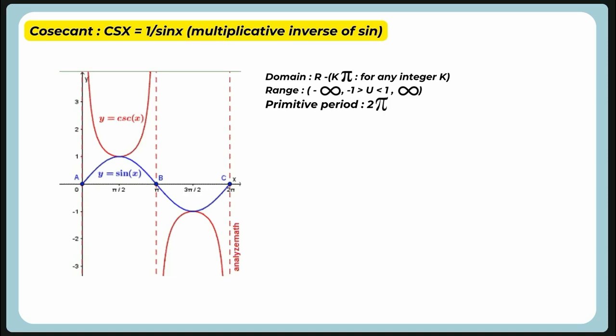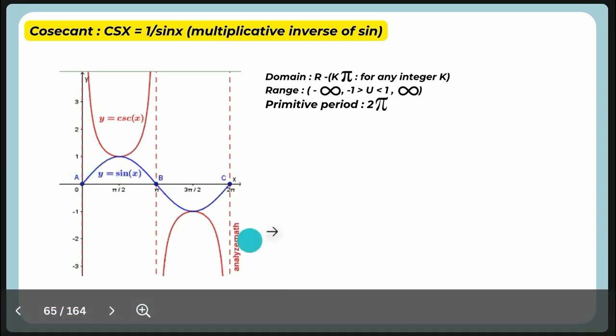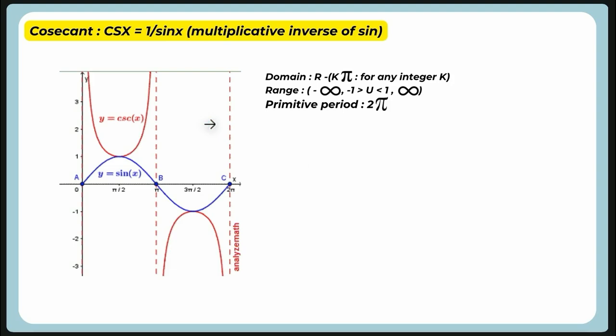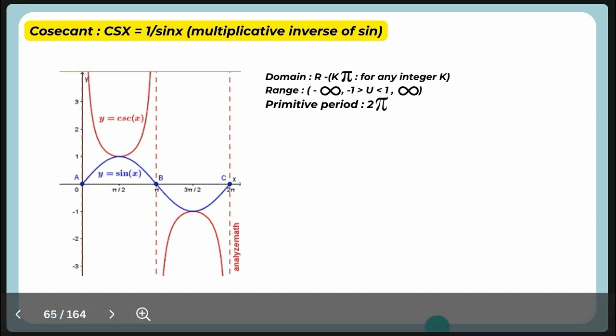Then we have the cosecant, which is 1 over sine of x, a multiplicative inverse of sine. You would simply draw your sine curve, and from there your cosecant will be drawn in between those two boundaries. You draw the boundary from 0 to 180, and 180 to 360 is another boundary. From there you can simply draw your parabolas in this direction, and then you will find your cosecant curve. The domain is all real numbers except k pi for any integer k. The range is from negative infinity to negative 1, and 1 to infinity. Its primitive period is 2 pi.